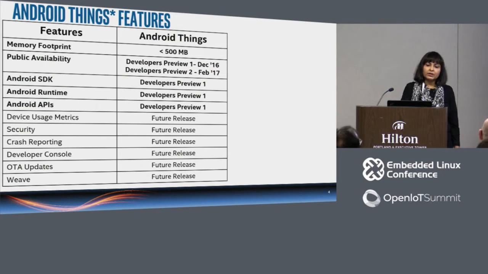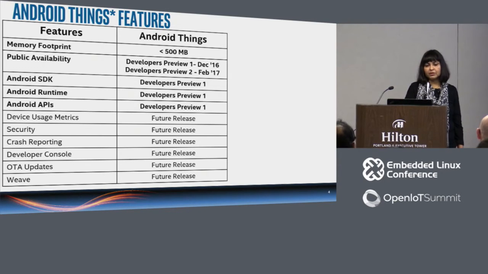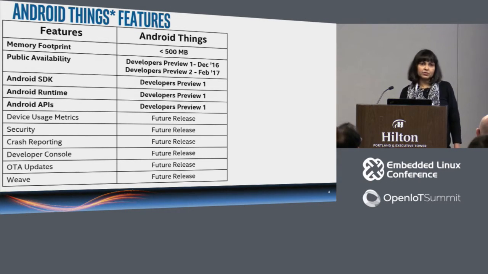As Android Things loses a lot of the baggage that comes with the apps, the memory footprint is much lesser than what would be for Android. It can run in about 500 megabytes or less, as opposed to Android, which requires almost 2 to 3 gigabytes. As I mentioned, it's a fairly new OS.